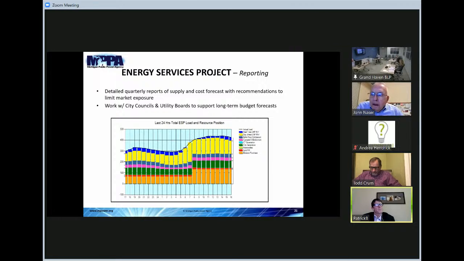Pat, what's the vertical axis on the left? What unit of measure? Oh, those are megawatts. Thank you. You're welcome. Next slide.